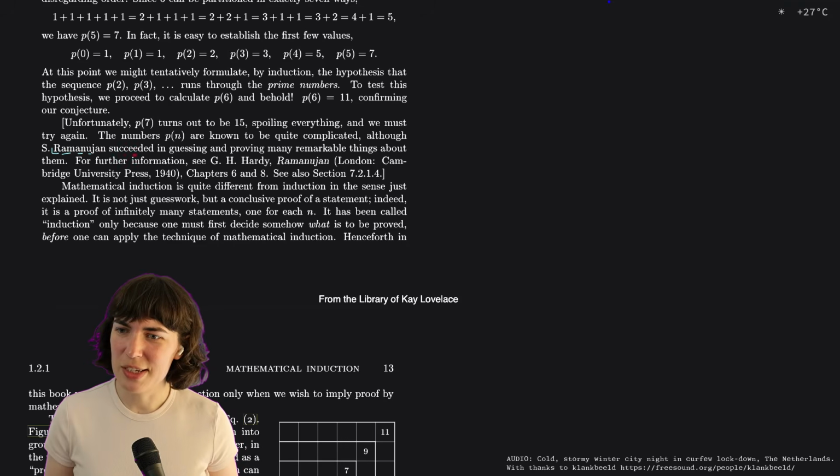Ramanujan succeeded in guessing and proving many remarkable things about them. For further information, see G.H. Hardy, Ramanujan, chapters 6 and 8. So he comes up again, and in another section.